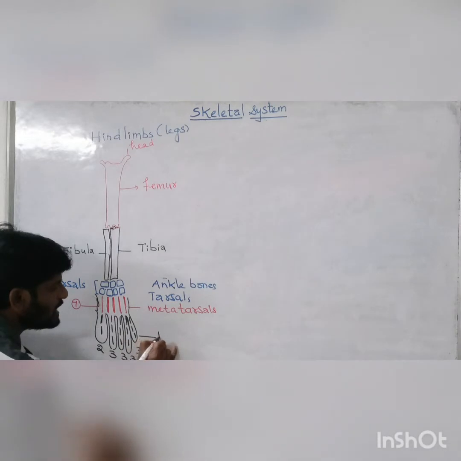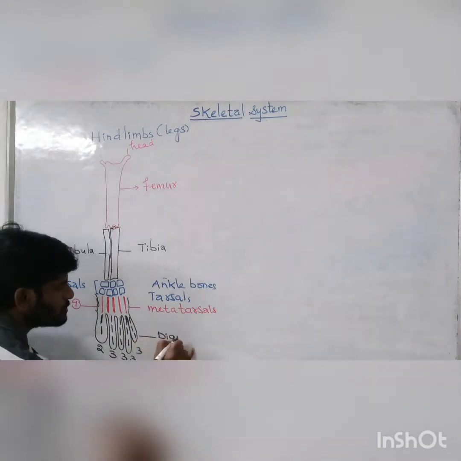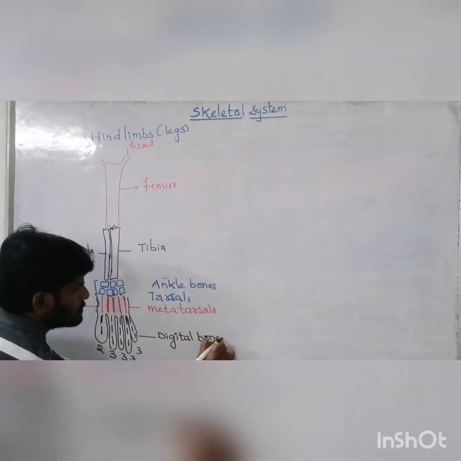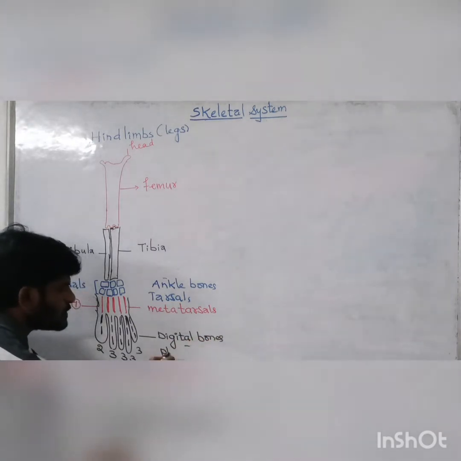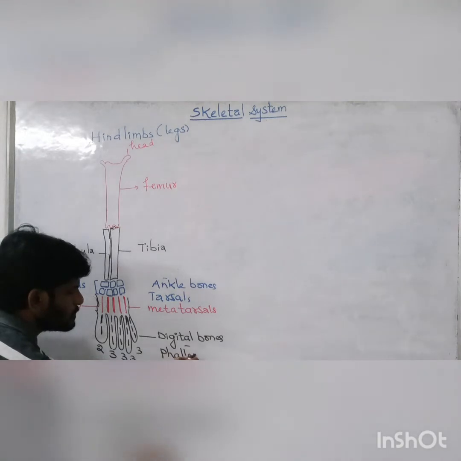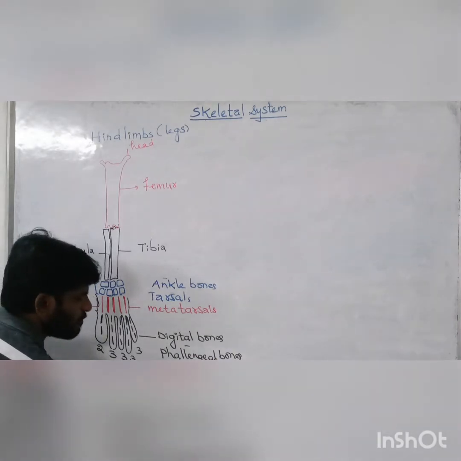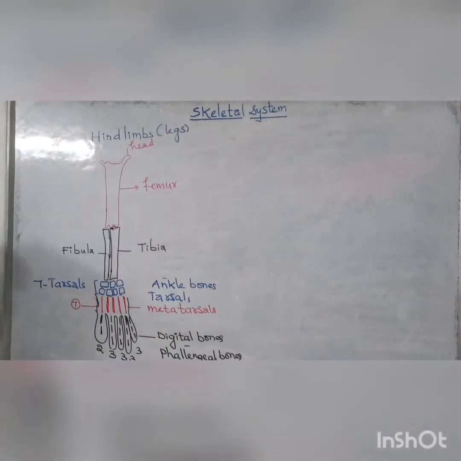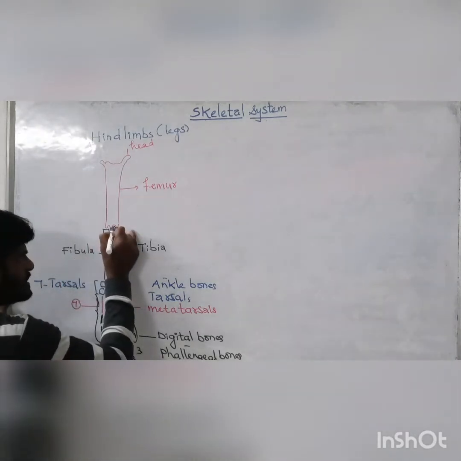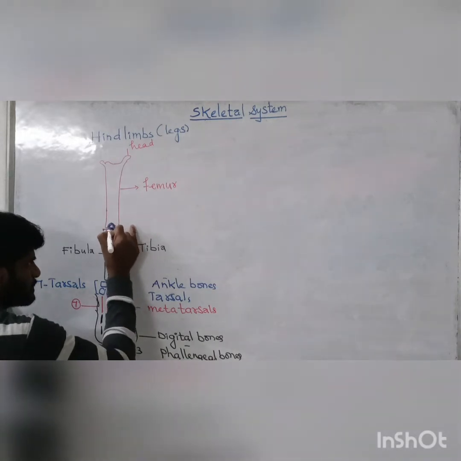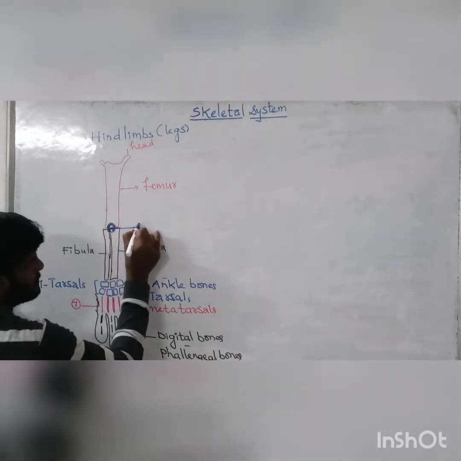The total number of digital bones, the phalangeal bones, is 14. But in the leg, there is another bone called the patella. See, this is the kneecap. Patella.